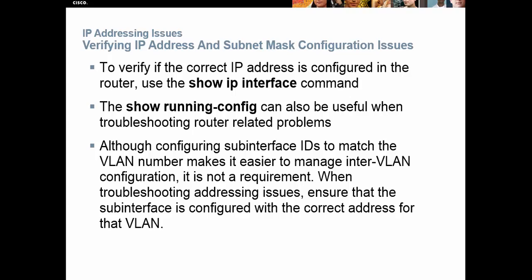Also, you're going to verify your IP address and subnet mask to make sure that you have it set up correctly. Do your show ip interface command. You can do the show running-config, and in the show running-config you'll see your IP address and the subnet mask that you've assigned to it. You can also make sure at that point that the interface is up and up.